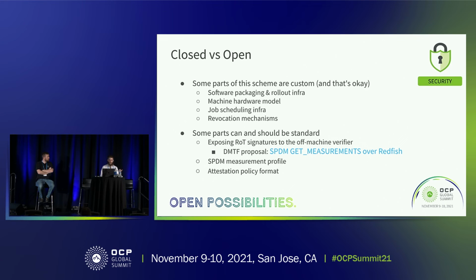But this is an OCP talk, so what here is open? Some of this is custom. That's okay, totally fine. Some people might not be interested in a standard for job scheduling infrastructure or machine automation infrastructure, but some of this is open and standardized, and we believe more should be, like how to expose the root of trust signed data to an off-machine verifier, for example.